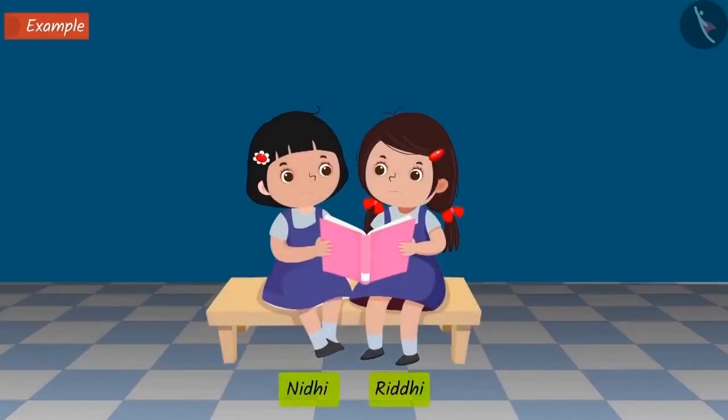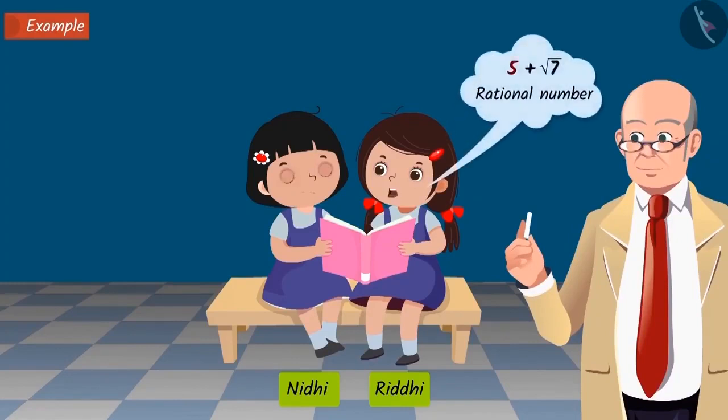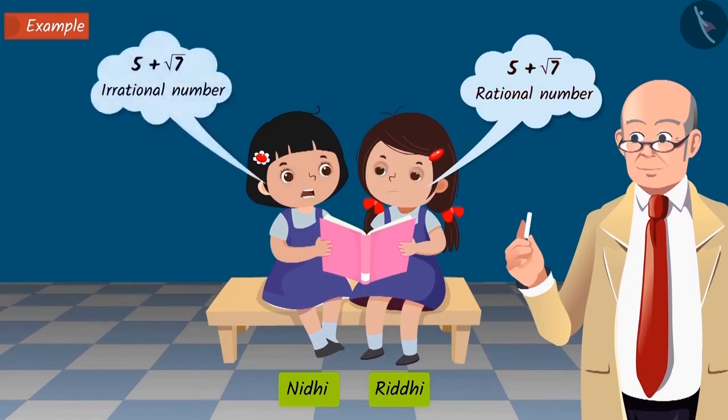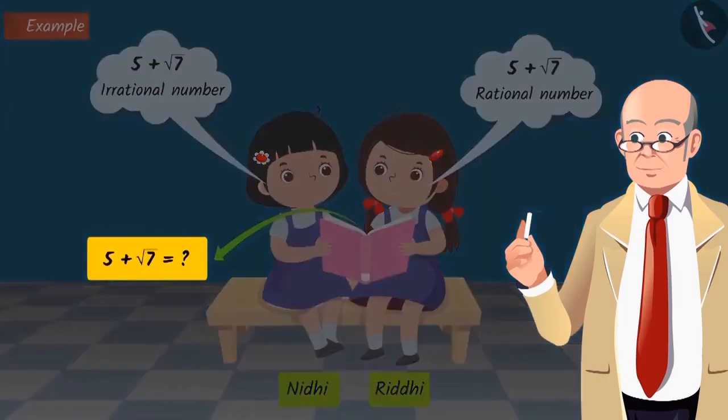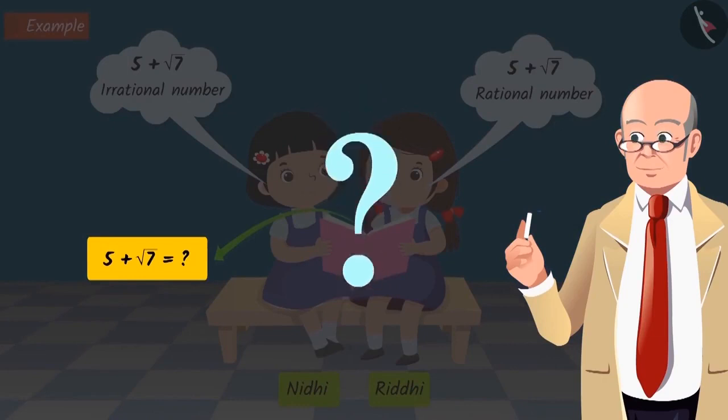Riddhi and Nidhi were discussing something between themselves in the class. When the teacher came and asked them, "What are you discussing?" Riddhi states that 5 plus square root of 7 is a rational number, while Nidhi says that it is an irrational number. The teacher asks them to explain why 5 plus square root of 7 should be a rational number, or why it should be an irrational number.